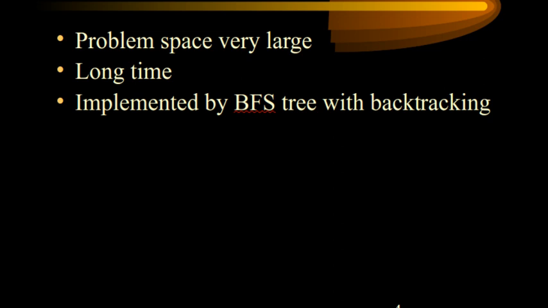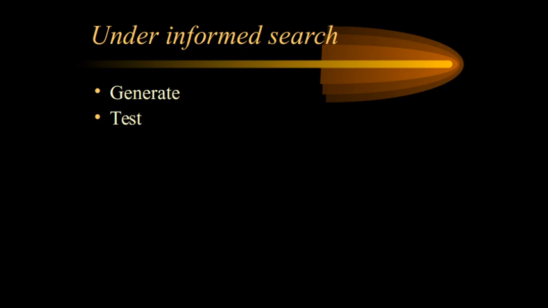As I told, it is under the informed search technique that uses DFS with backtracking. Generate means possible solutions are generated. For example, in the 8 puzzle problem, all the possible states are generated at each level. Test means it is tested with the goal state. Otherwise, the other solutions are not taken into account. These are simply discarded.